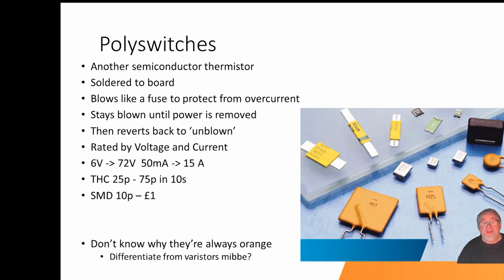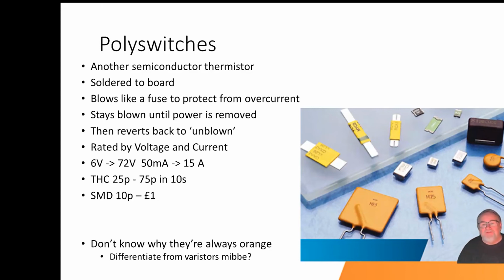This is a little thing that you solder to the board. It might be a surface mount device, it might be a through-hole device. And if it goes over current, it will blow just like a fuse. But when it blows like a fuse, all you have to do is take away the fault, whatever caused it to blow, and then switch it off and switch it on again, and it's back. The fuse is unblown. So if you've got a circuit that's liable to blow fuses, this is a great thing to have in it.